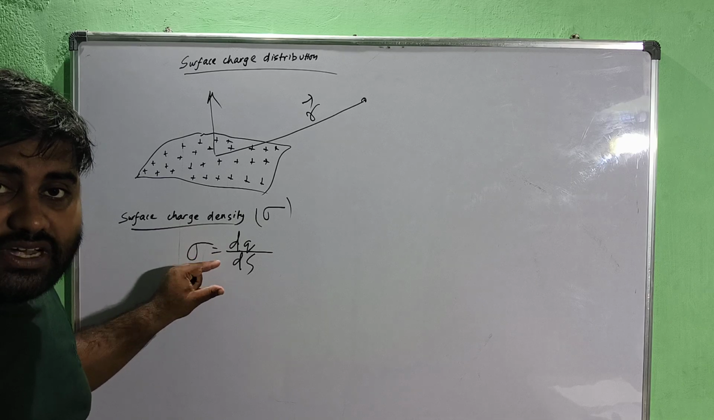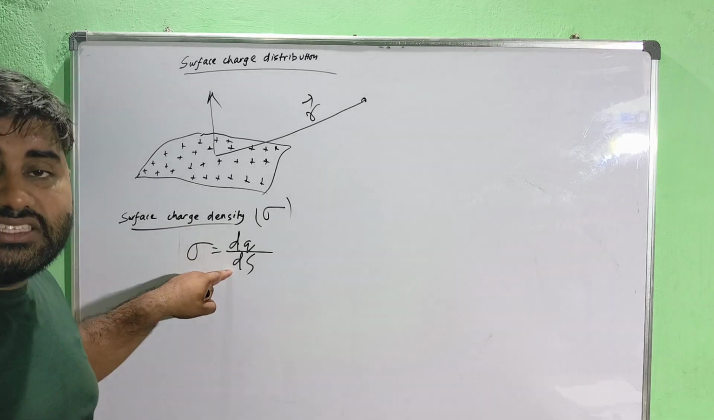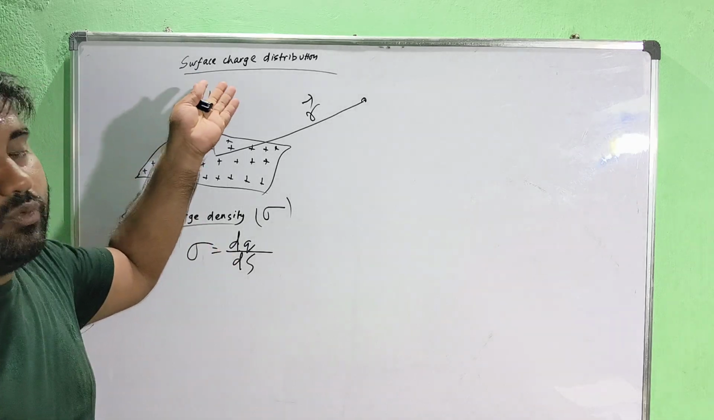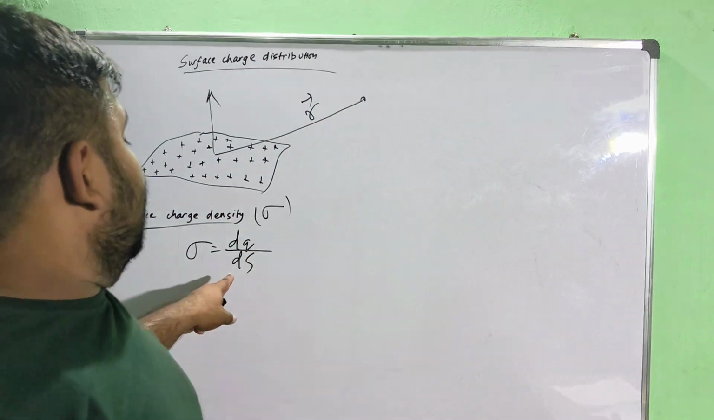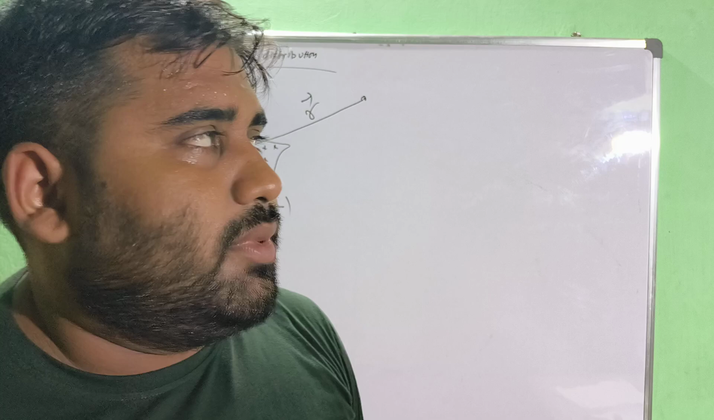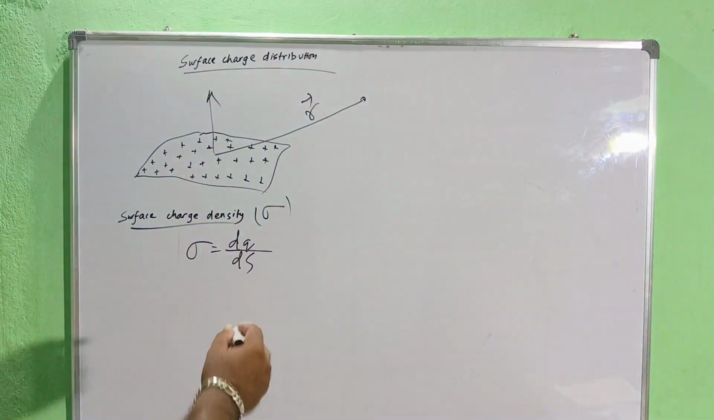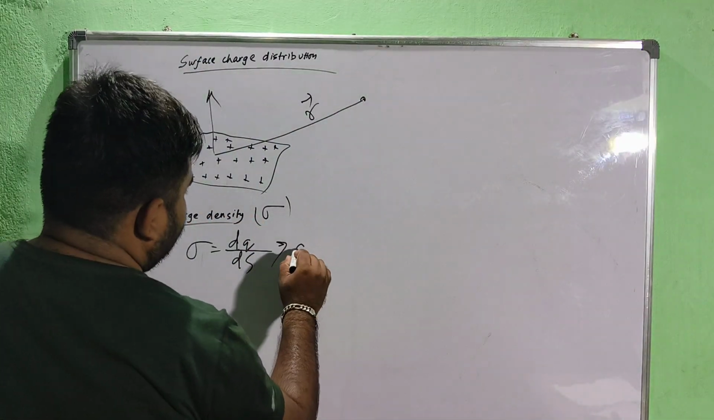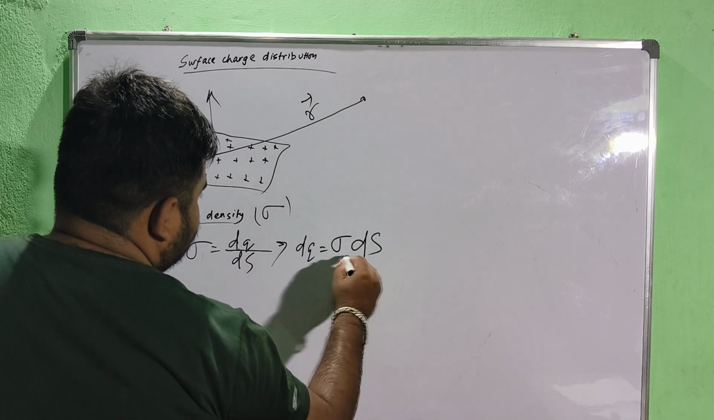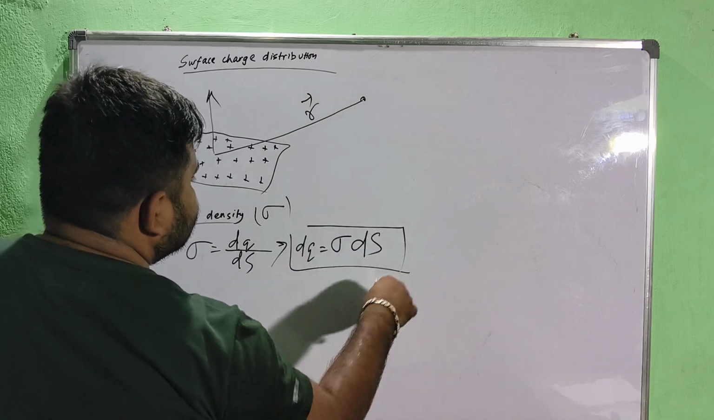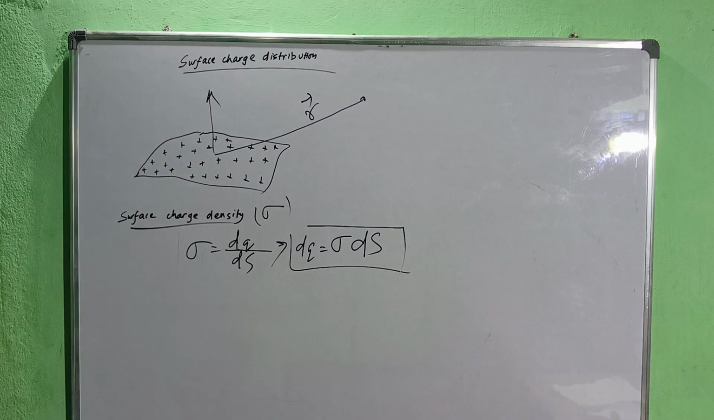Infinitesimal area. What is this? This is infinitesimal area. In that case we consider infinitesimal volume, and in this case we consider infinitesimal area. So from this, what is dq? From this, dq is rho ds, where S is the total surface area.